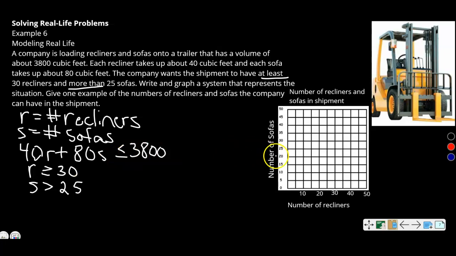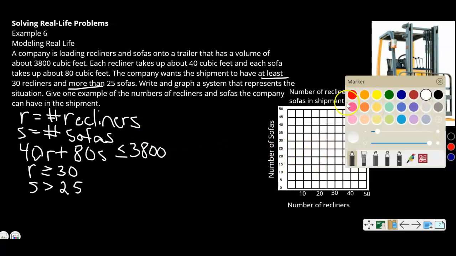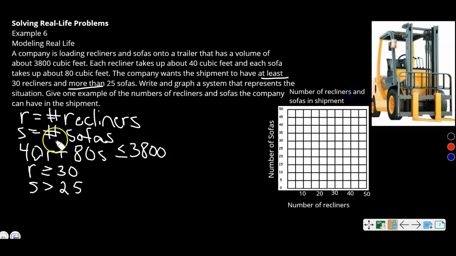All right, so you can see I have a graph here and it already has just quadrant 1 because you're not going to have negative numbers. You're not going to have a negative number of recliners or sofas. So only quadrant 1 is going to make sense here. So let's go ahead and graph the two easy ones first. Let's graph R greater than or equal to 30.